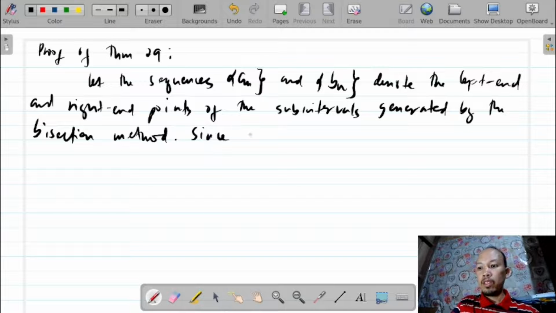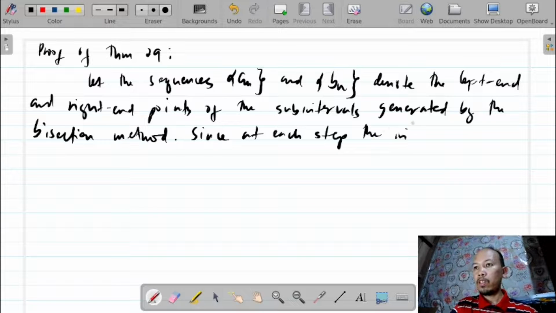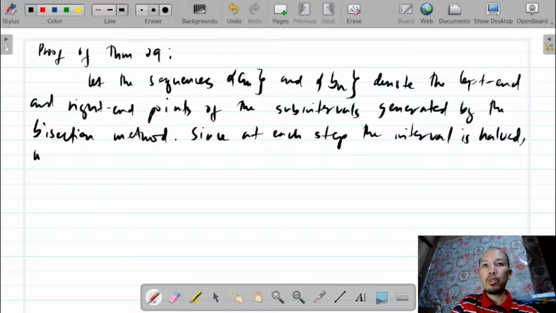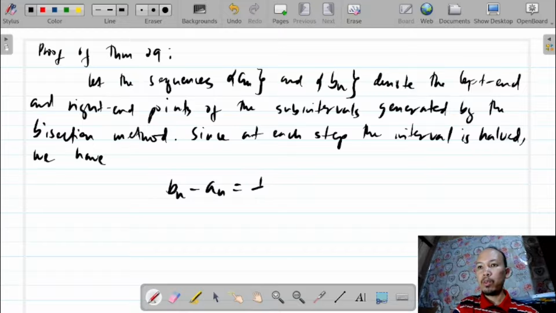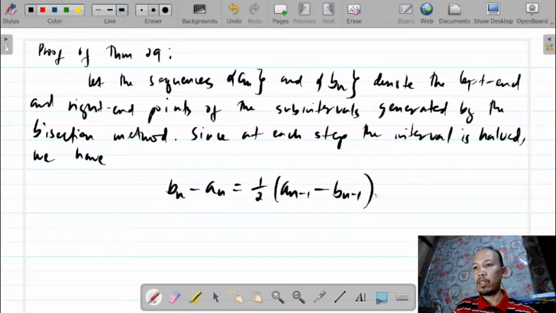So since at each step the interval is halved, okay, divided into two, we have this form: b sub n minus a sub n is equal to 1/2 times b sub n minus 1 minus a sub n minus 1. Okay, this is very clear in the algorithm.